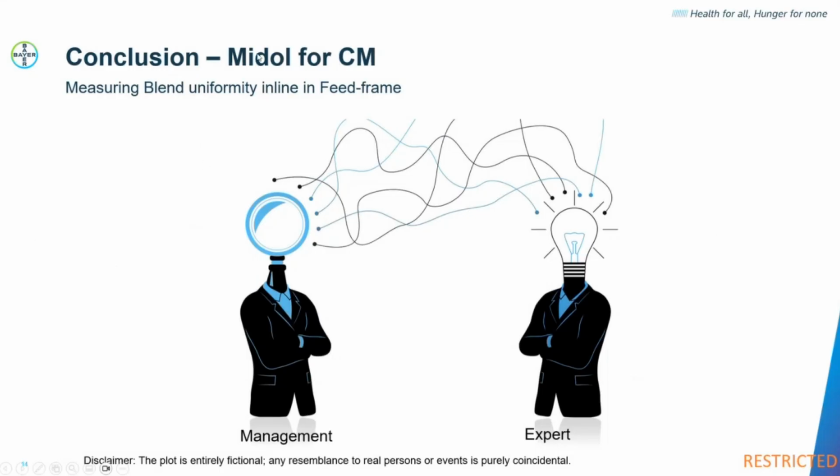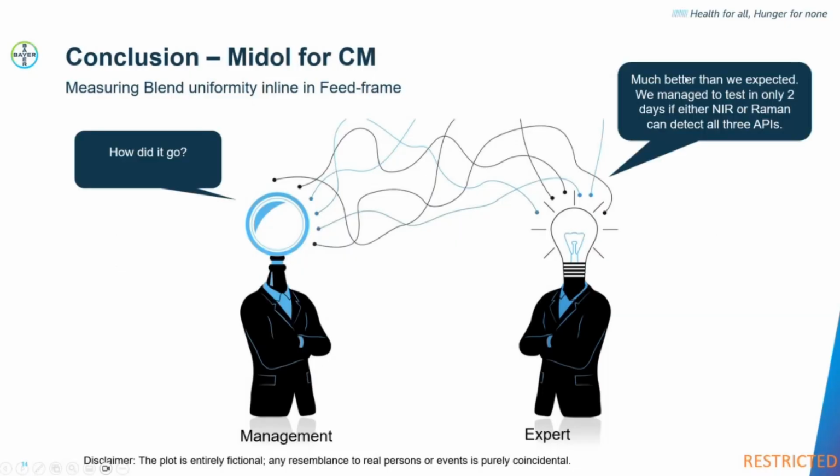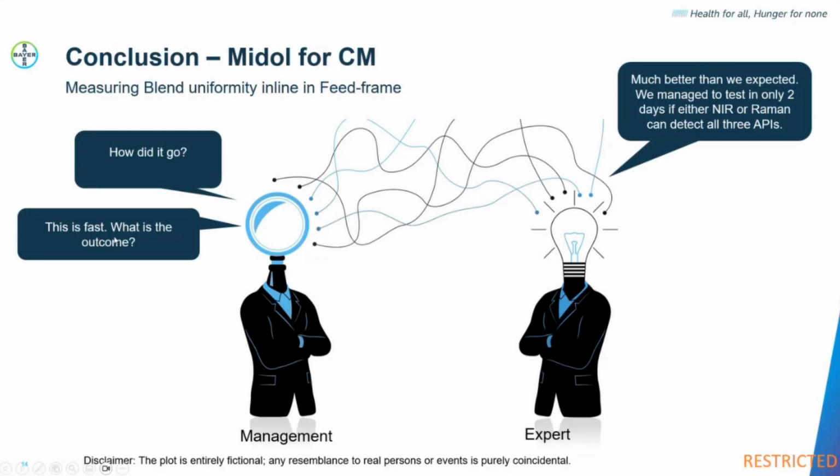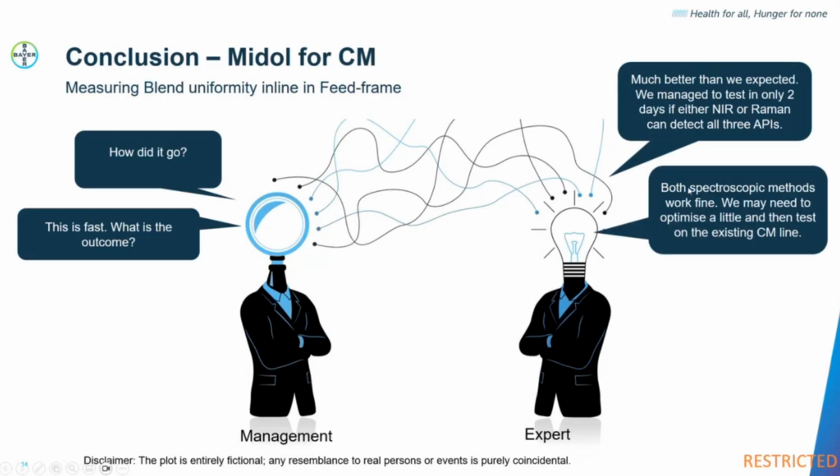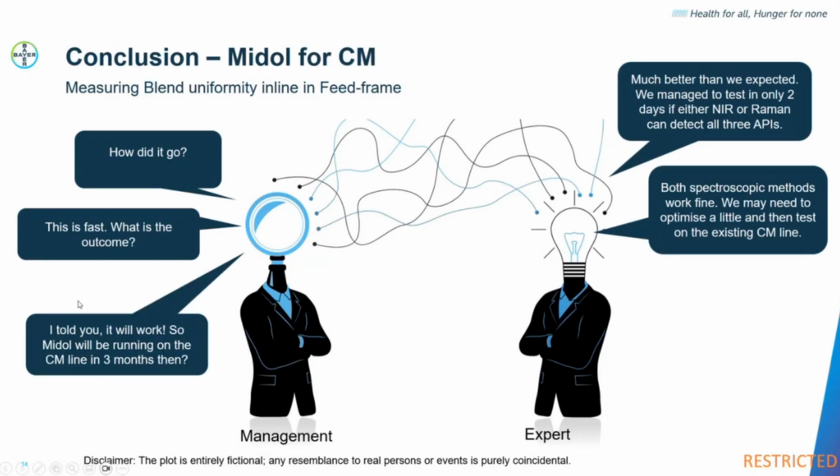So the conclusion: we are back with our results at our management, and they asked, how did it go? Well, much better than expected. We managed to test in only 2 days if either NIR or Raman can detect all three APIs. So that's fast. What was the outcome? Both spectroscopic methods work fine. We may need a little optimization, and then we can test it on the existing continuous manufacturing line. I told you it will work. So Meike will be running on the CM line in 3 months then? What?